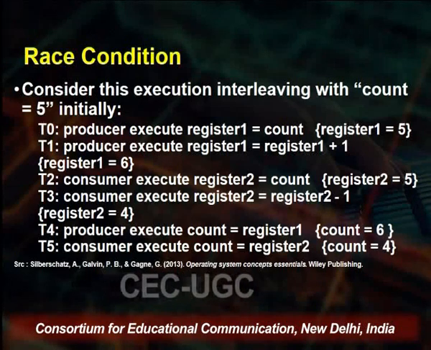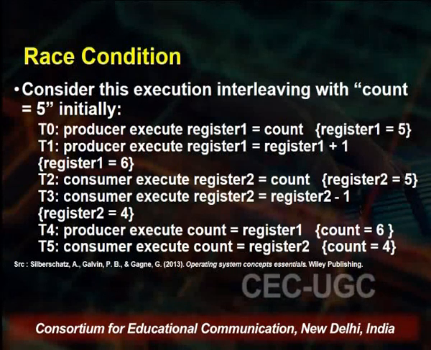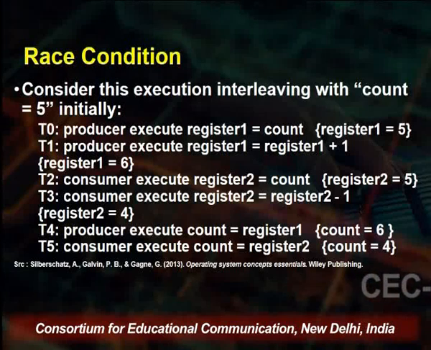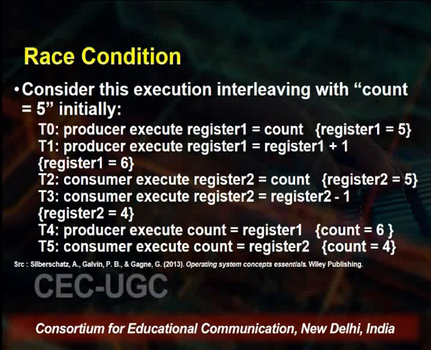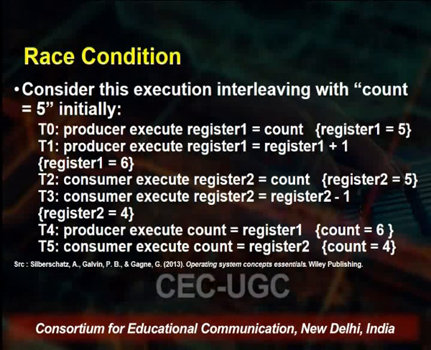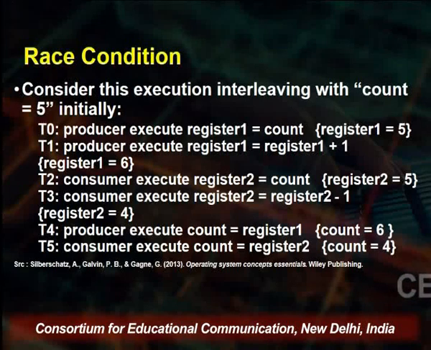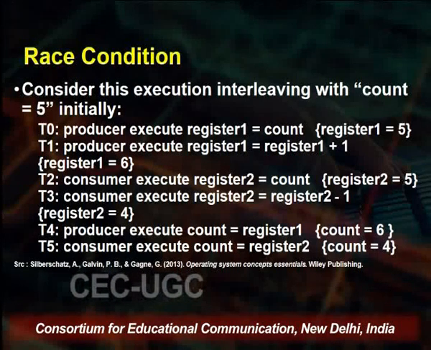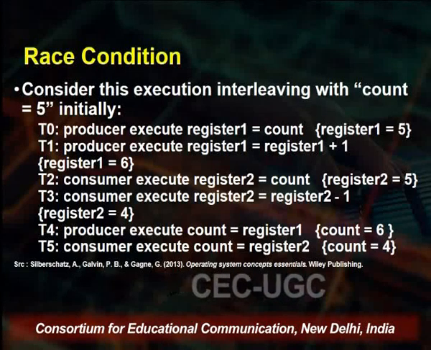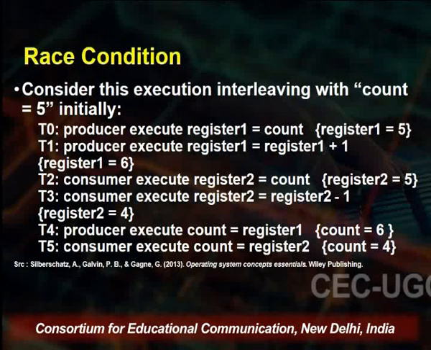Now if we look at transaction 3, that is T3, the consumer is going to execute register 2. That is, now the consumer is going to copy the value of count, which is 5, in register 2, and the consumer is then going to decrement the value of register 2. So register 2 is going to be 5 minus 1, that is 4.